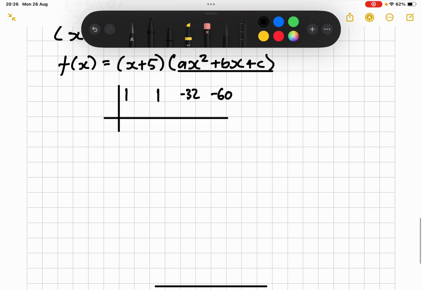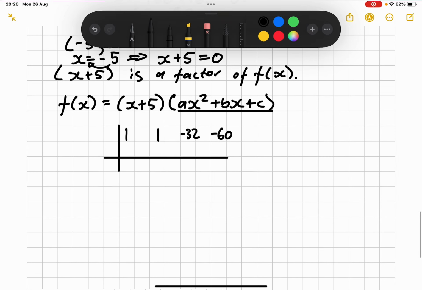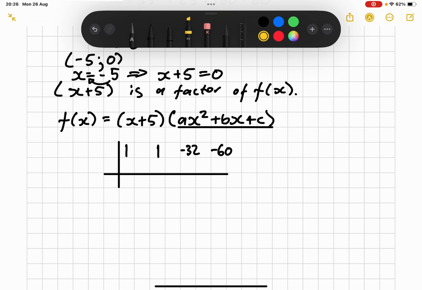Then we are dividing by -5. Why -5? Because our x value that we got is -5. So divide by -5. So this will always be 0. And then you're going to add down. So you're going to add 0 and 1 together to get you 1.